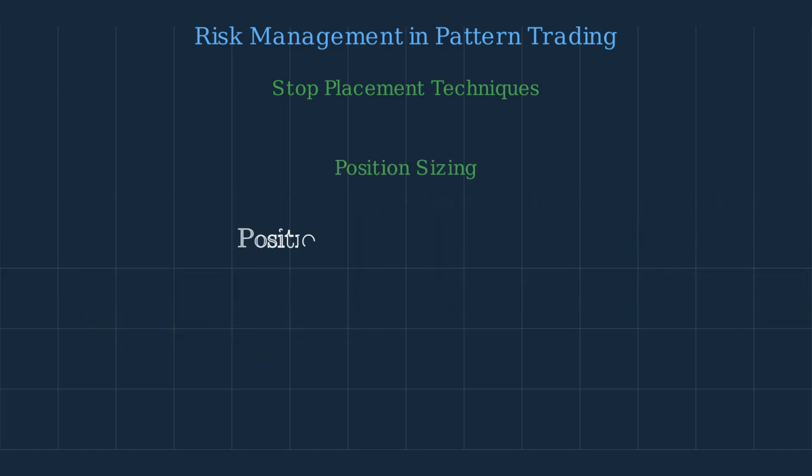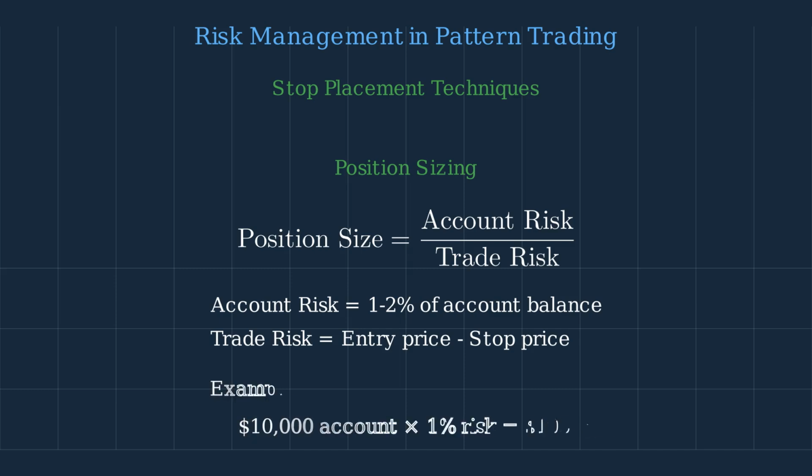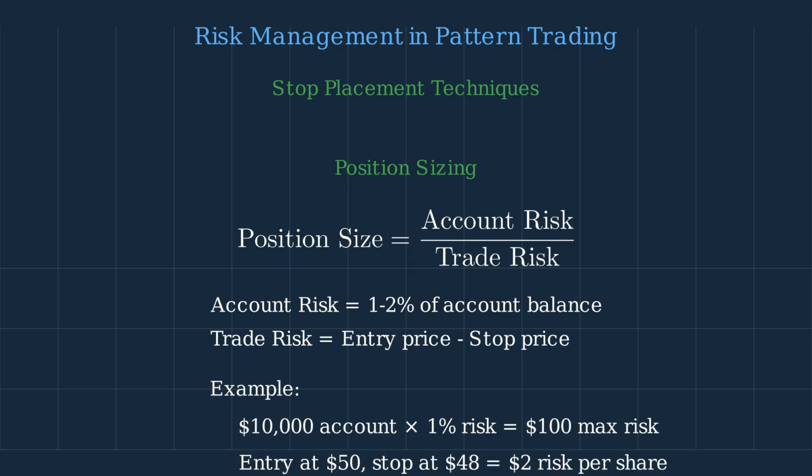Position sizing determines how many shares to trade. The key formula is to divide your account risk by your trade risk. For example, with a $10,000 account and 1% risk, you'd risk $100. With a $2 stop distance, you would trade 50 shares.